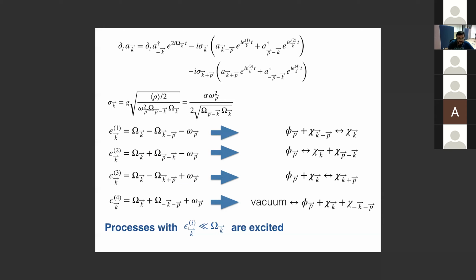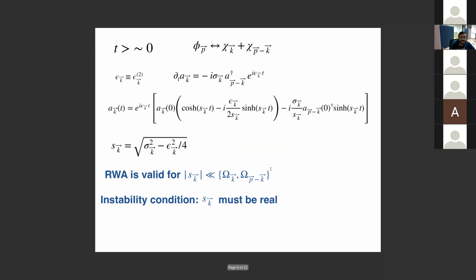Then the thing is that when some epsilon is much smaller than omega, the corresponding process is excited. Then, okay, what happened for t? Let's assume we have this field at t equals 0. And what happened for t bigger than 0, but close to 0? What happened at the beginning?